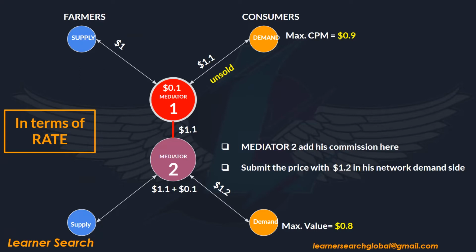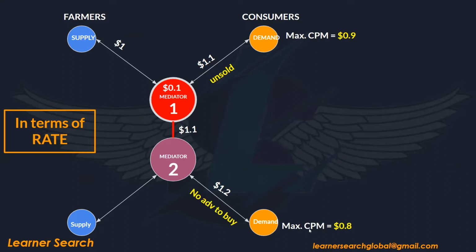Let's assume there are 100 people on the demand side. He's just saying this product has 1.2. Please let me know who is willing to buy. The value is 0.8, which is less than this. Obviously, it gets unsold, right? No advertiser is ready to buy. Getting my point?